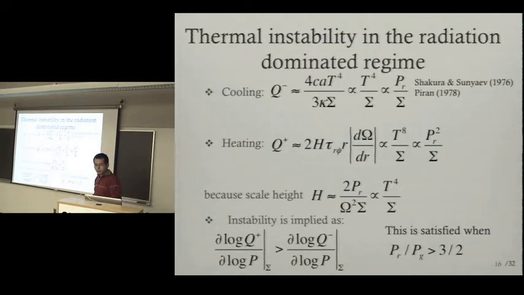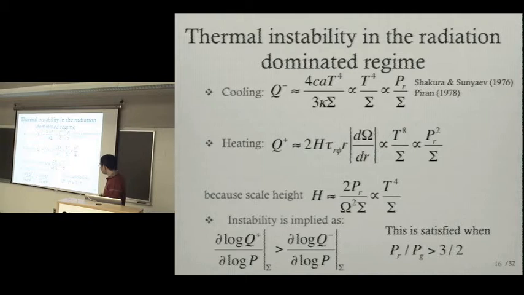Unfortunately, people immediately realized that the alpha model in the radiation-dominated regime is thermally unstable. This can be understood very easily. If you look at the cooling and the heating rate in the alpha model, the cooling rate for a given surface density is basically the diffusion, which is proportional to T to the fourth. In the radiation-dominated regime, T to the fourth is basically proportional to the pressure. But the heating is basically the integral of the stress over the scale height. The scale height is also proportional to the pressure. But in the alpha model, the stress is also proportional to the pressure. So the heating in the alpha model is actually proportional to pressure squared as well.